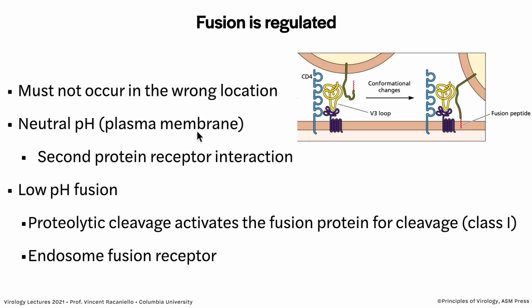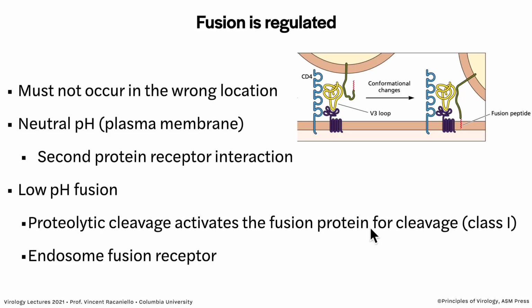And I've told you a couple of ways it's regulated today. At the plasma membrane, where it occurs at neutral pH, right? The plasma membrane is not acidified. You need a second protein receptor interaction. You can have the paramyxovirus where the virus protein interacts with the receptor, and that triggers the F protein to come out. Or in the case of HIV, you have 2 protein receptors. Or you can have low pH fusion. And in that case, it's further regulated.